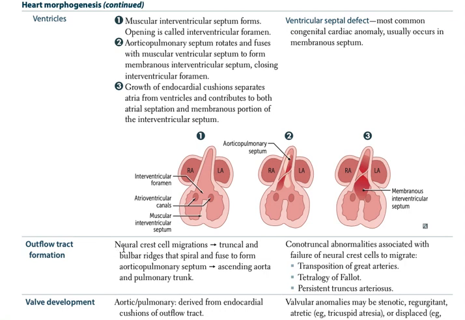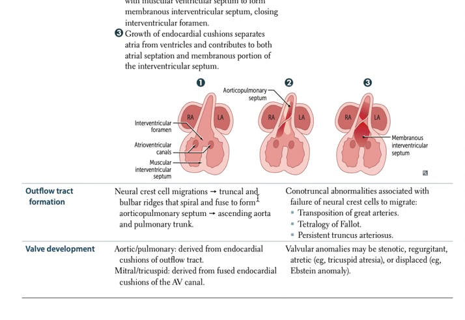Outflow tract formation. The neural crest cells migrate. Then the truncal and bulbar ridges spiral and fuse to form the aorticopulmonary septum, which forms the ascending aorta and the pulmonary trunk. Conotruncal abnormalities associated with failure of the neural crest cells to migrate can cause transposition of the great arteries, tetralogy of Fallot, and persistent truncus arteriosus.